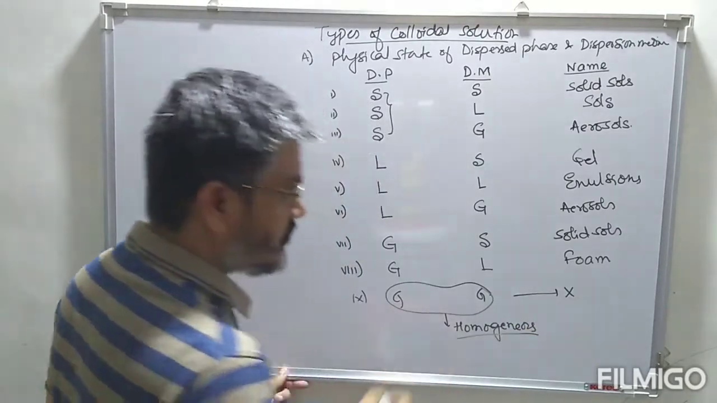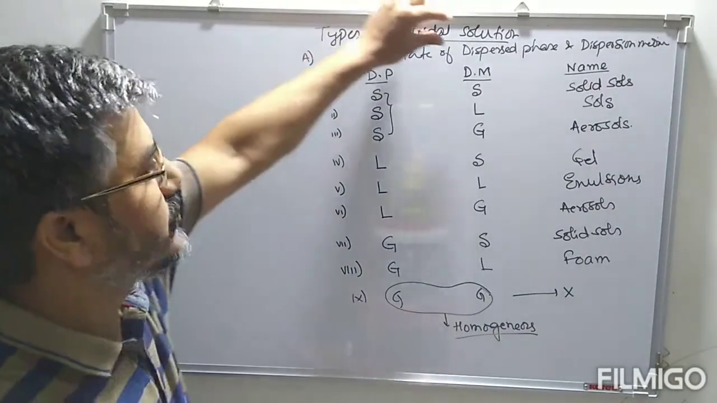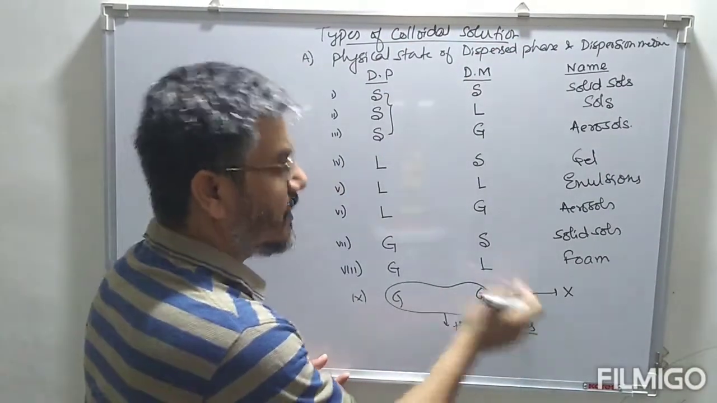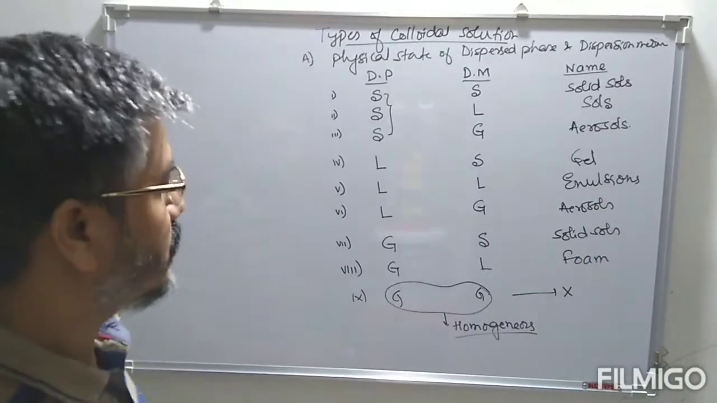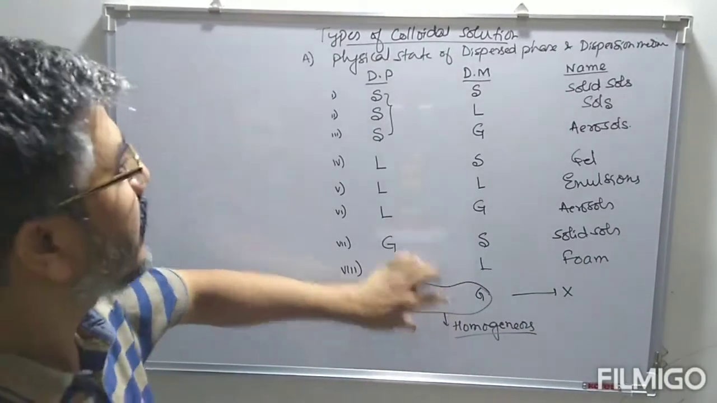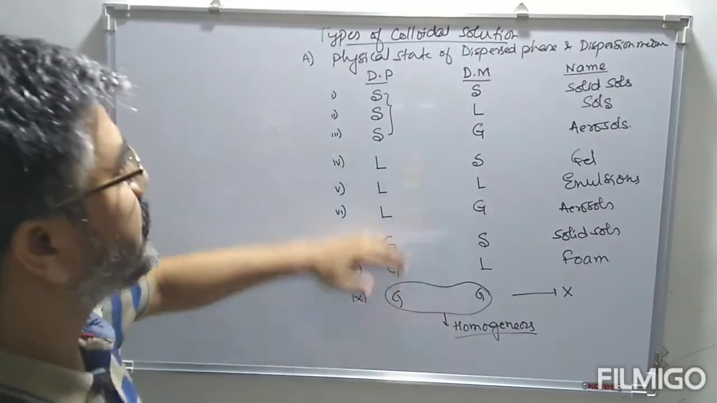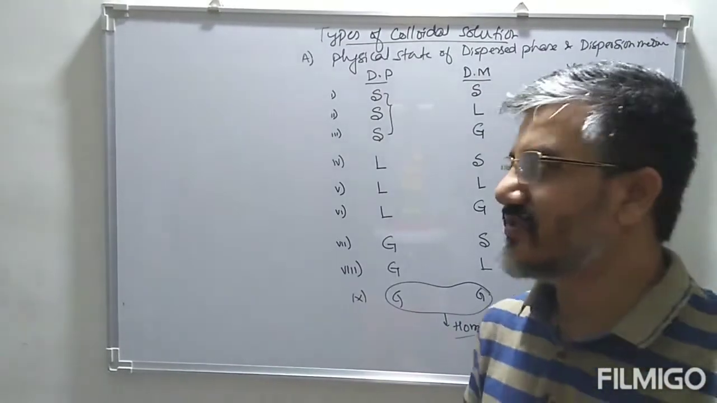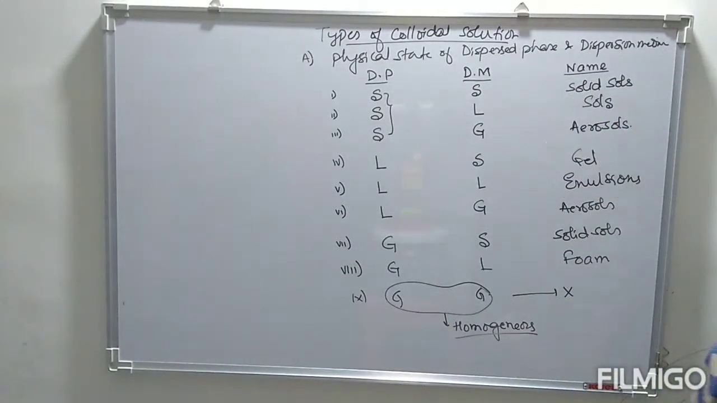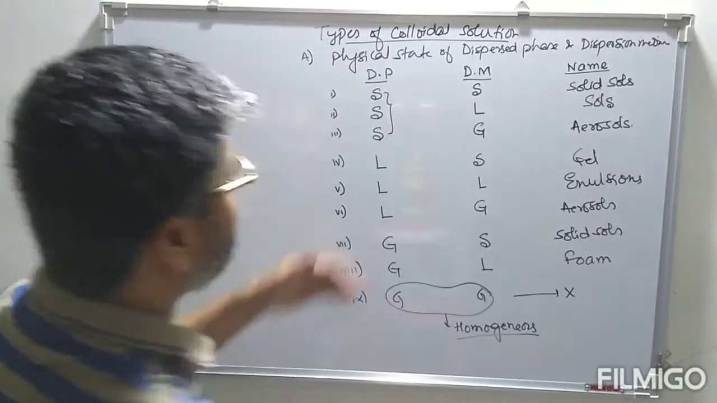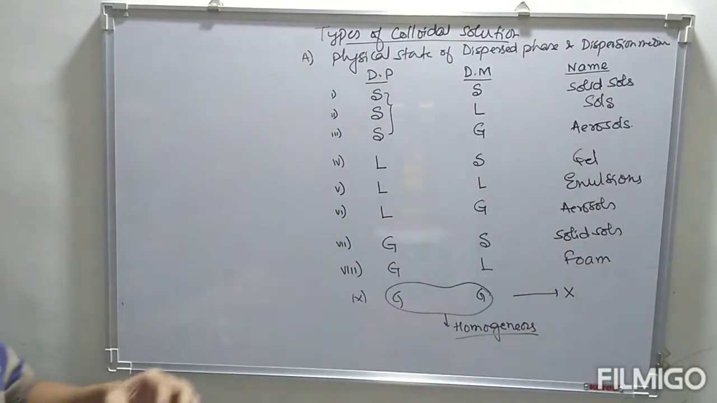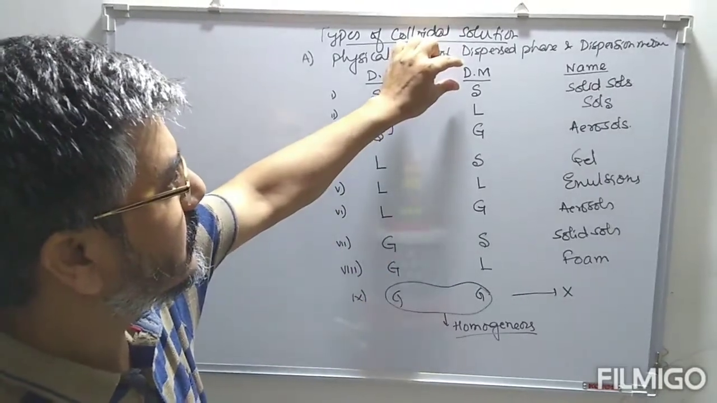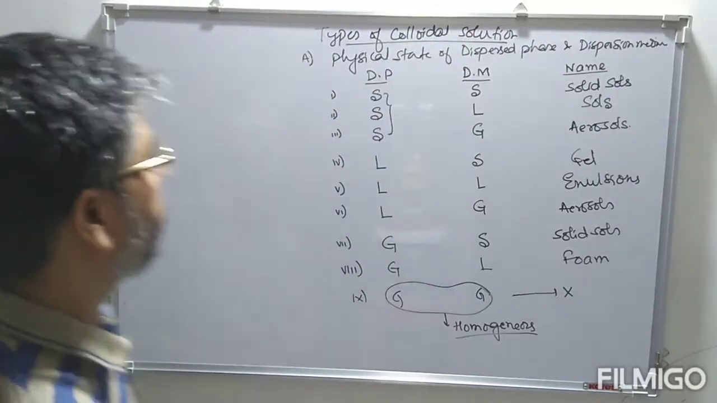So this cannot form a heterogeneous mixture, whereas this colloidal solution is a heterogeneous mixture, but gas dissolved in gas is always a homogeneous mixture. So this cannot form a colloidal solution. So these are the 8 different categories of colloidal solution based on the physical state of the dispersed phase and dispersion medium. Now sometimes these sols are given specific names based on the dispersion medium.